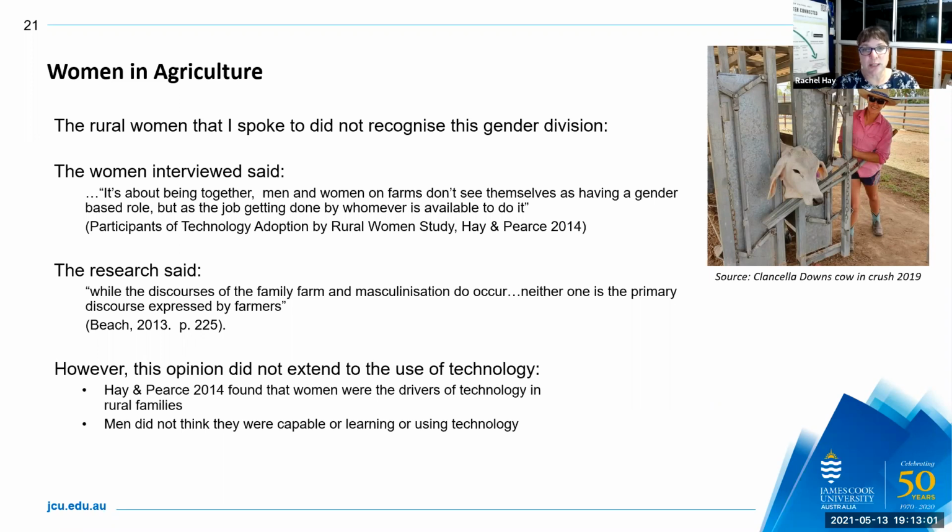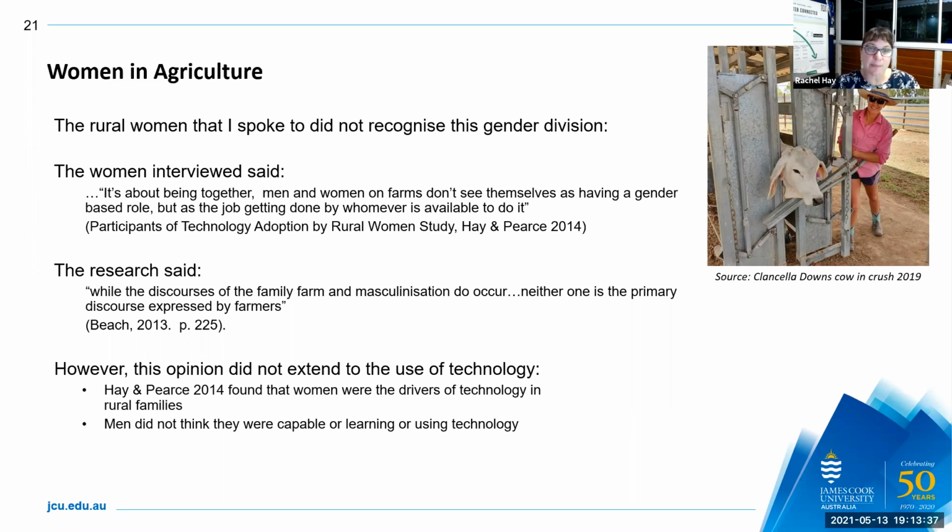This view has started to gain some momentum, and a writer, Beach, in 2013 stated that while the discourses of family farm and masculinization do occur, neither is the primary discourse expressed by farmers. So what she's saying is that she's agreeing with what the farmer that I spoke to in the study was saying. Whoever's around to do it can do it, and neither is dedicated to one job or the other.